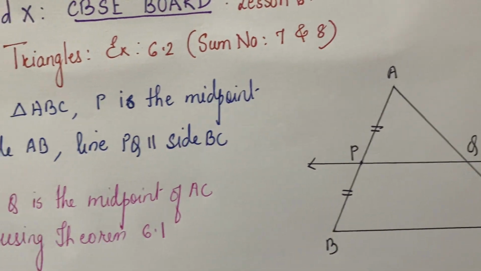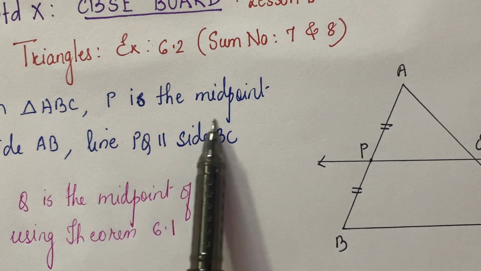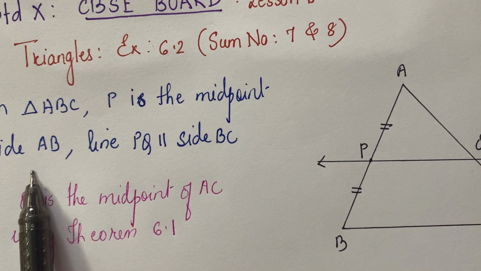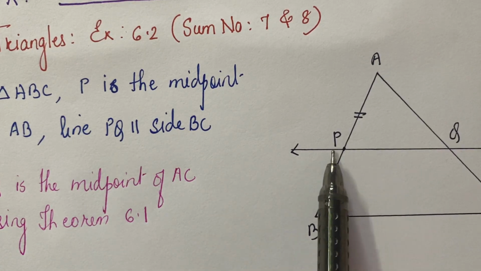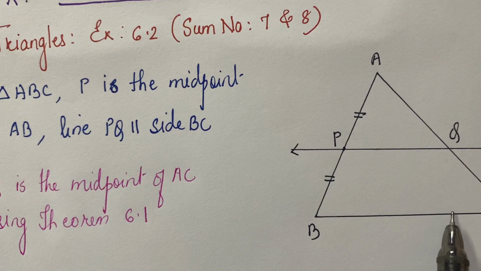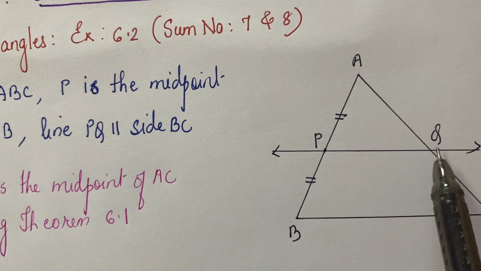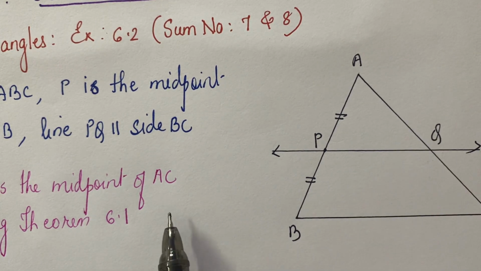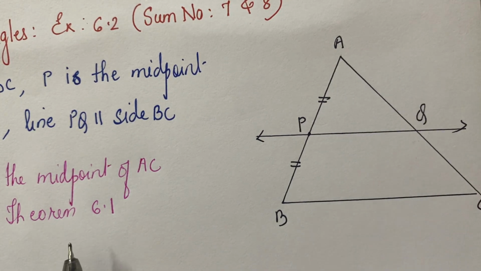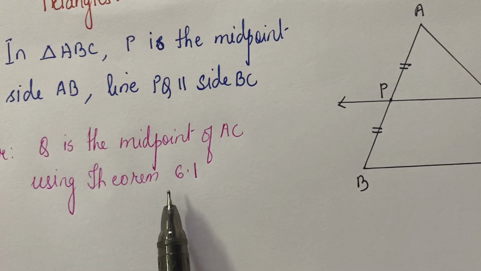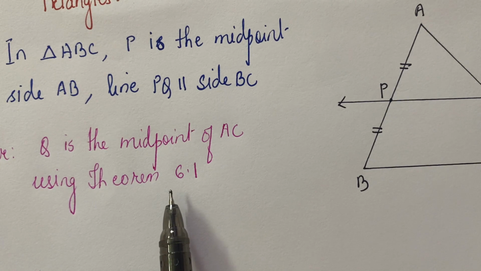So what are we given over here? P is the midpoint of side AB of triangle ABC. You have been given this line PQ, it is parallel to BC. You have to prove that Q is the midpoint of AC. Now Q is the midpoint of AC means you have to show that AQ is equal to QC. But the condition given to you is that you have to use theorem 6.1.